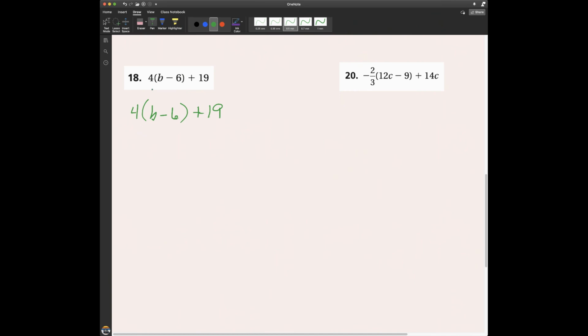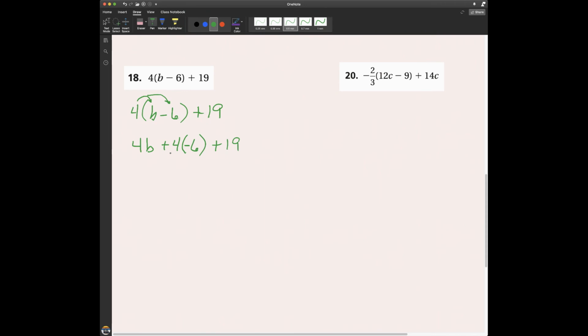Because I have parentheses, remember, to use the distributive property, that means I'm taking 4 and multiplying it by b, and that's positive 4b. And positive 4 times negative 6. And then I have plus 19.